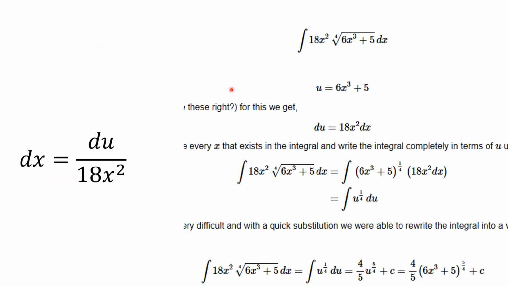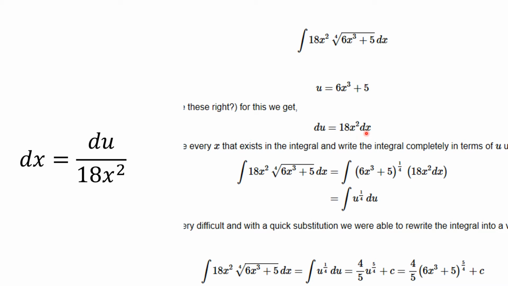So consider the following integral, which looks somewhat formidable. But what we're going to do is simplify this with the u substitution. We're going to say let u = 6x³ + 5. And if we're integrating, we have to have a du. And so du is going to be the differential, the derivative of this times dx. So this is going to be 18x² dx.